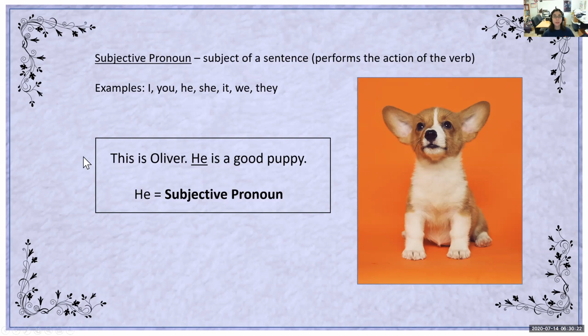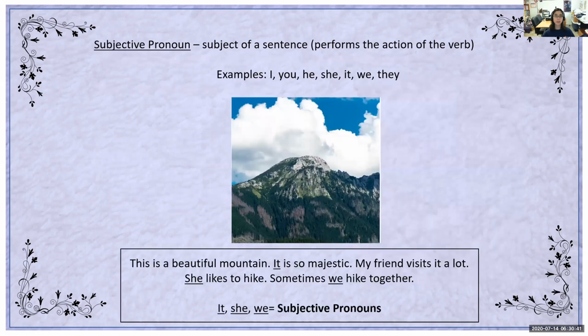So I have, this is Oliver. He is a good puppy. He would be the subjective pronoun. Again, we have it in our list right here. We have he as one of the examples of a subjective pronoun. So we can see that the focus, the main subject, is Oliver, and that he is a good puppy, subjective pronoun. All right, moving on to our next pronoun.